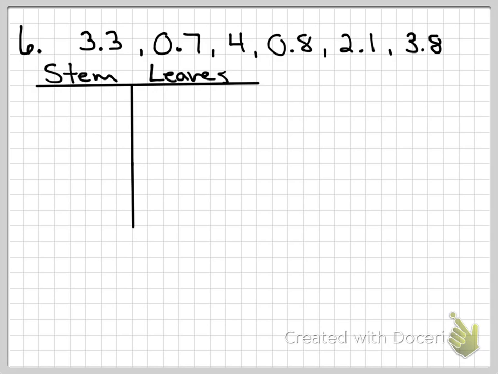My, what? Starts with a K. My key is going to tell me that it's separating the ones and tenths. So what is my smallest number? 0.7 or 7 tenths. Okay, so the 0 goes in the stem and the 7 goes in the leaf. Any other numbers less than 1? 0 point anything? 0.8. So that's another leaf.